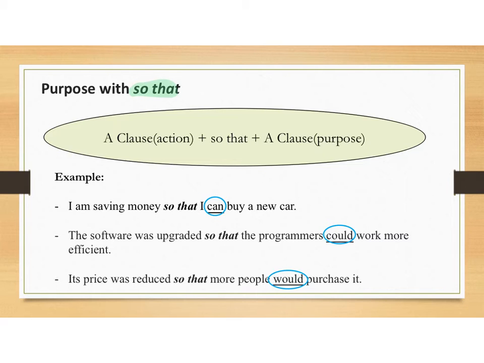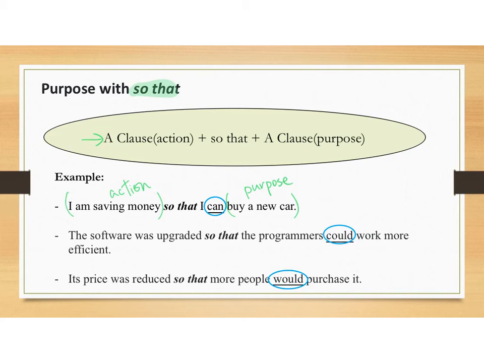It is used before the clause which indicates the purpose, and the structure should be a clause, that means the action, followed by the connective so that, and then the purpose. Let's look at the examples. I'm saving money so that I can buy a car. Saving money is the action. What he or she wants is to buy a new car. This is the purpose.